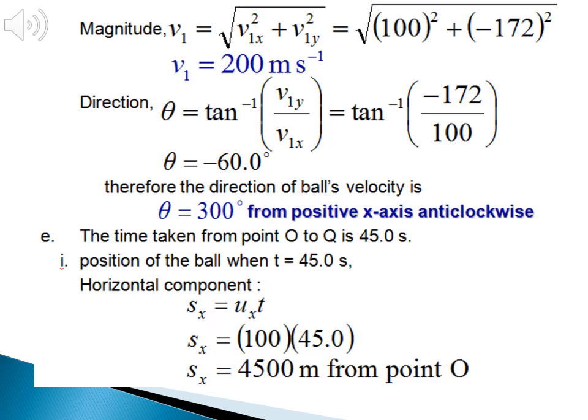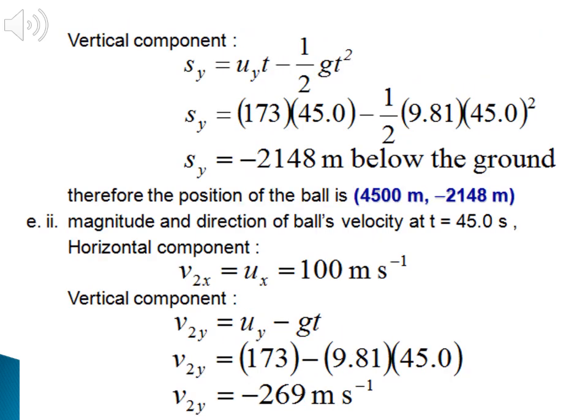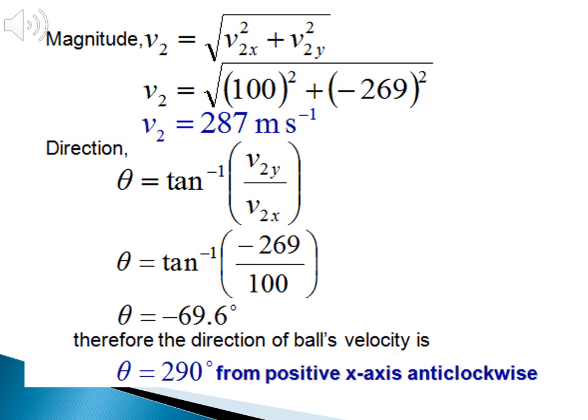The position of the ball when t is equal to 45 seconds can be calculated by using s equals u times t. Hence, from point O you will have 4,500 m as the answer. Continue to find the position at the vertical component and calculate the magnitude and direction of the ball's velocity at the horizontal and vertical components. The concept will be the same as the previous calculation. Search the magnitude and direction for both too.